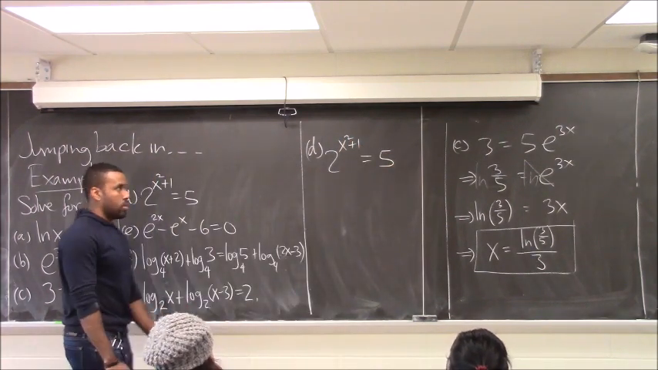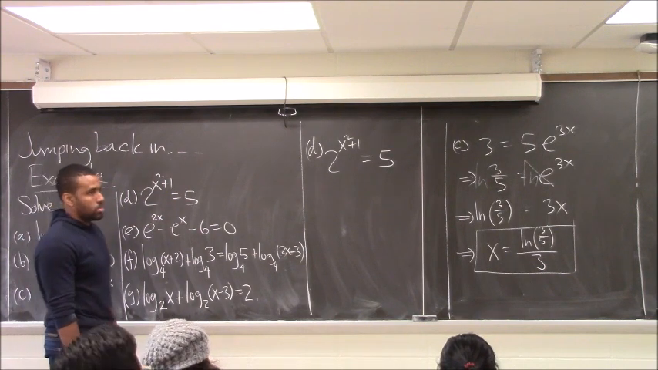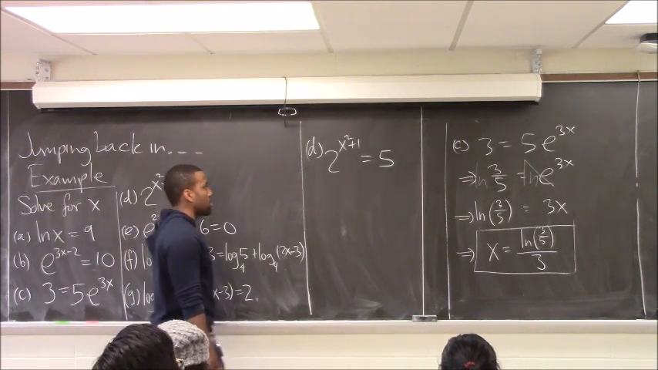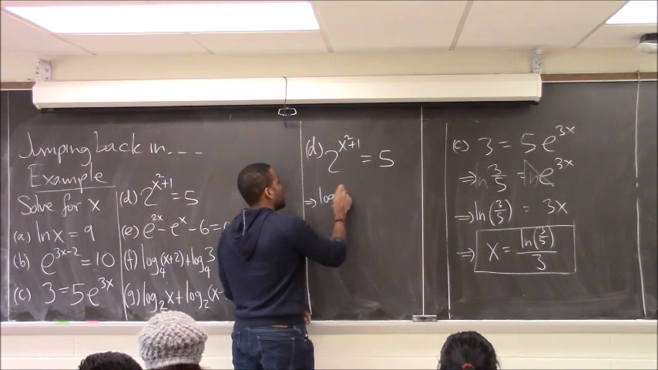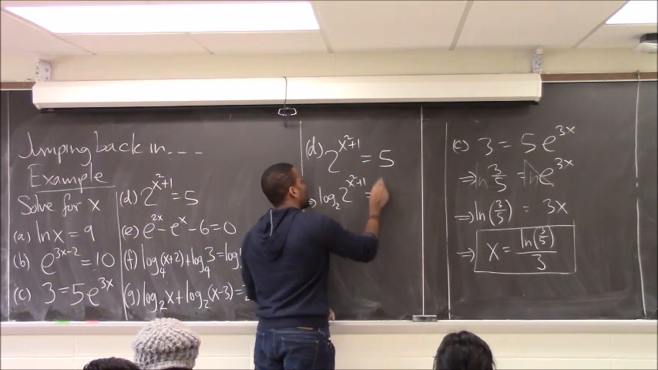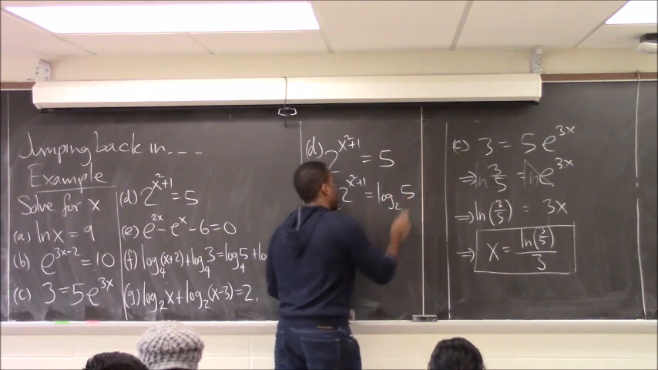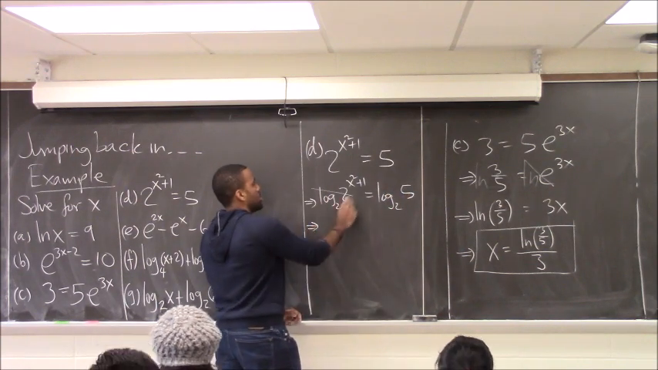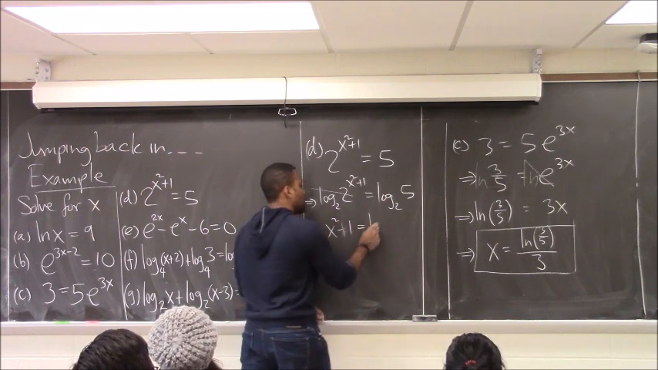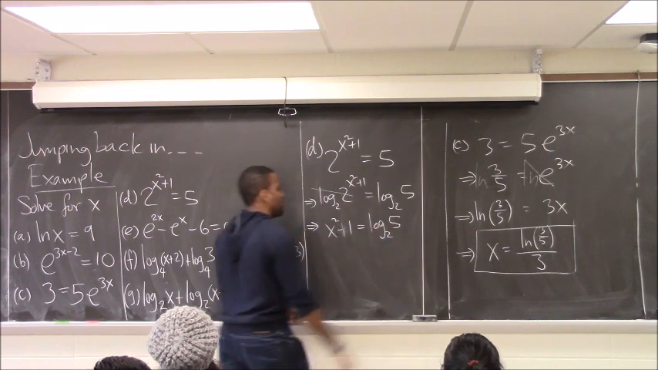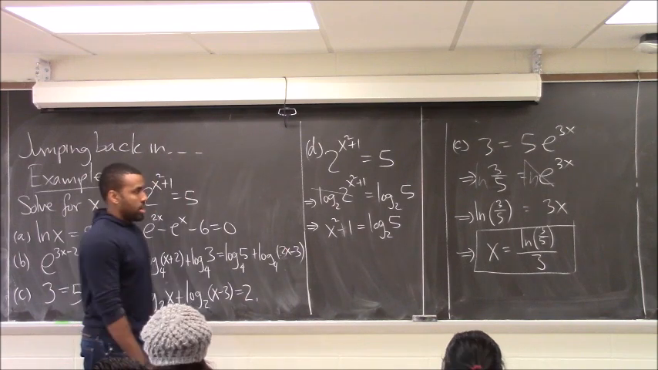I'm going to solve that one. Log both sides. What base do you want to use? I log to the base 2 of both sides. Those would cancel. Here I get x squared plus 1 equals log to the base 2 of 5. How do I solve for x?